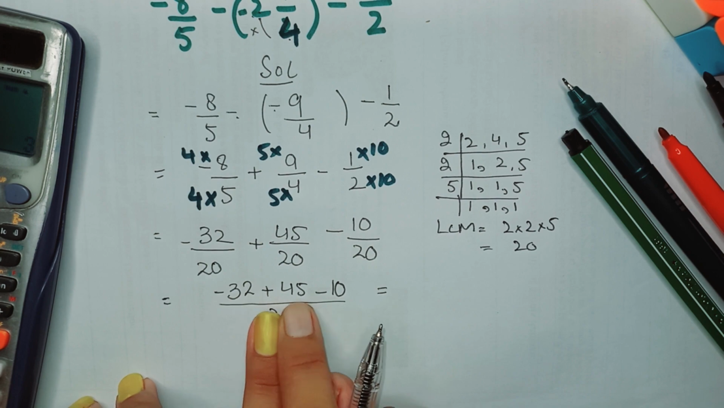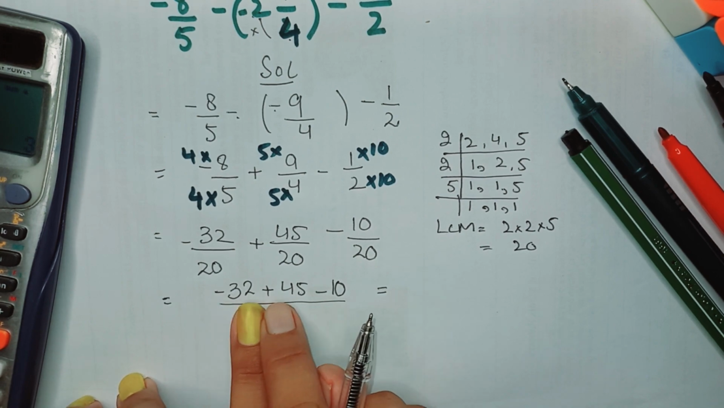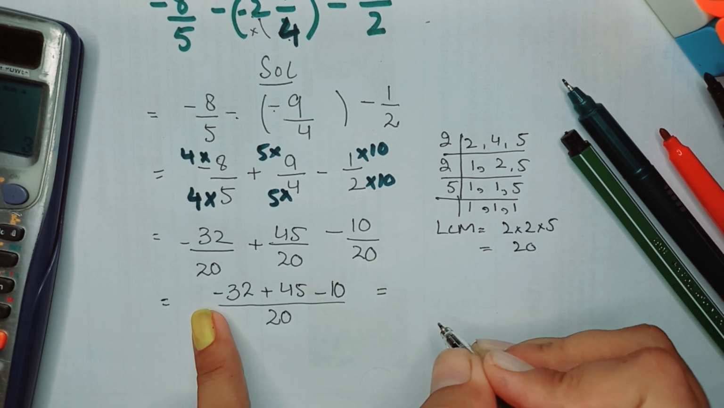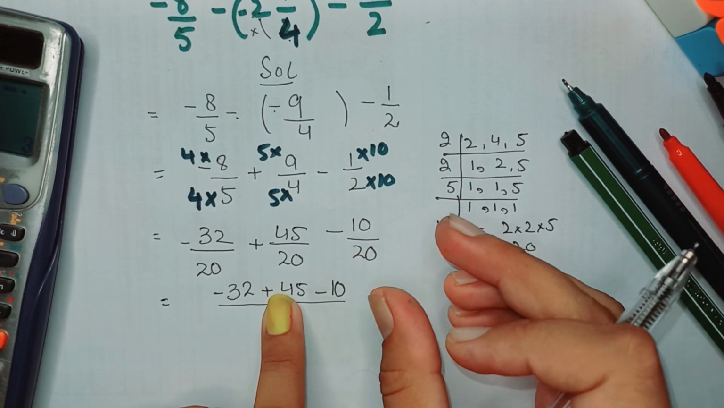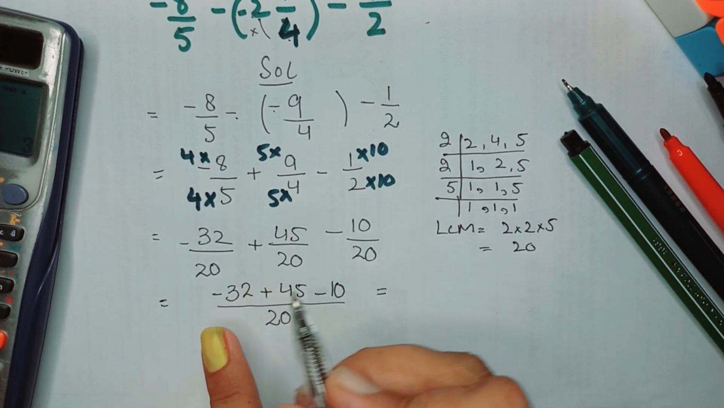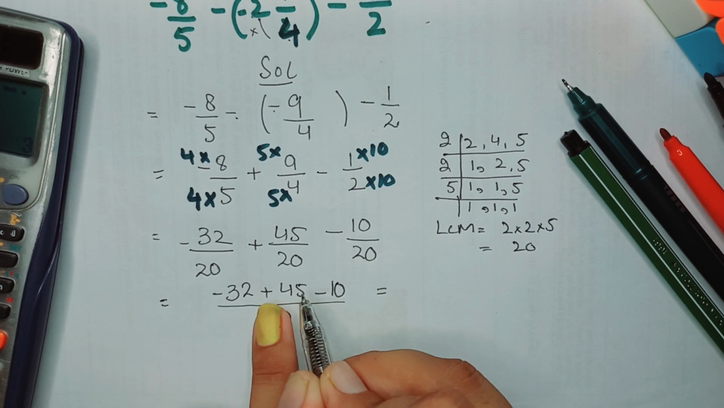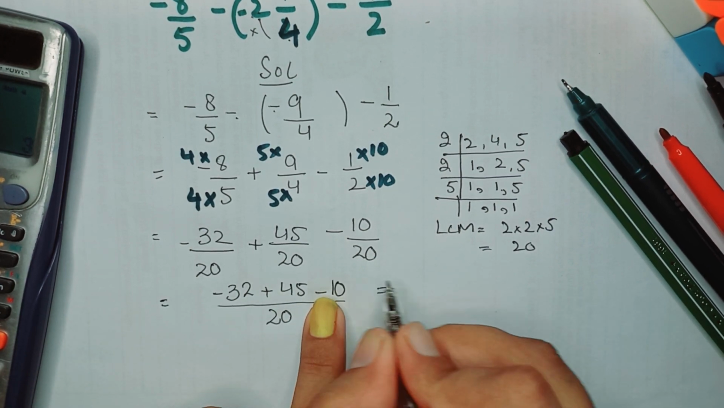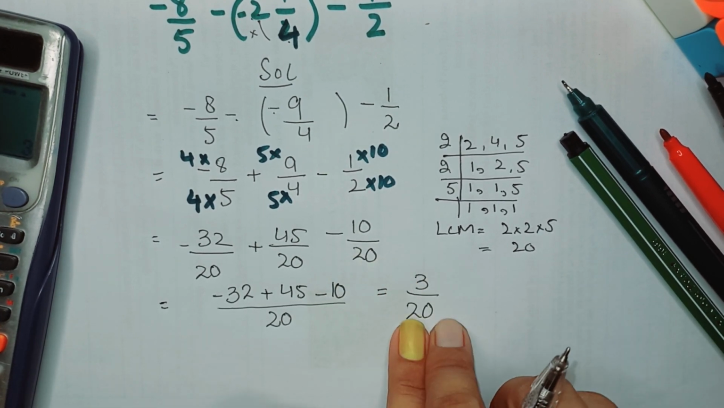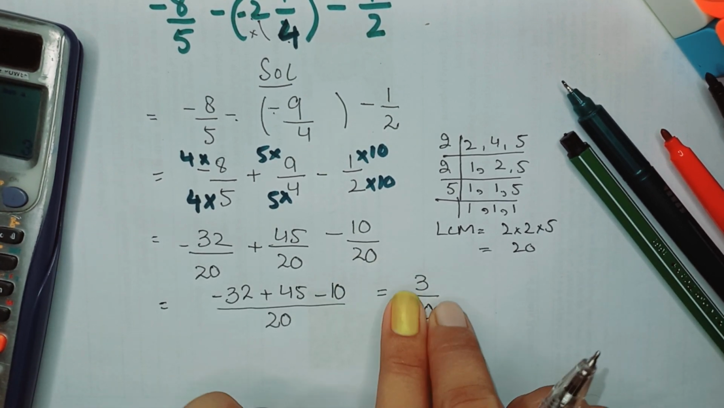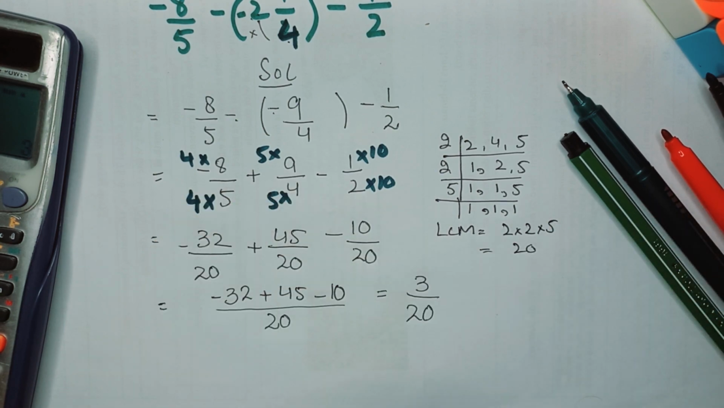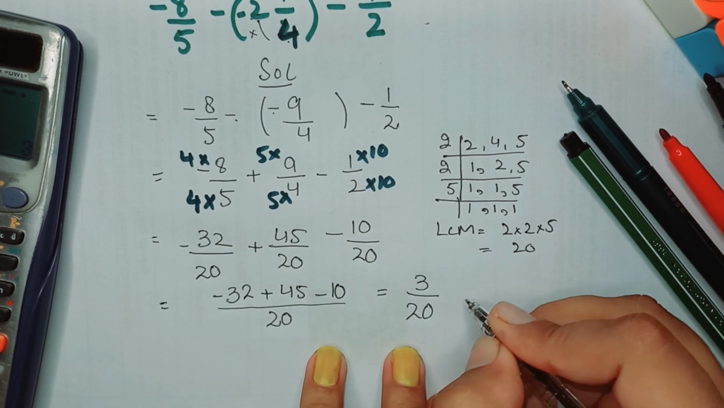Now, dear students, you have to solve the numerator: minus 32 plus 45 and then minus 10. You can calculate it manually. Minus 32 plus 45, you will get the answer, and then you subtract 10 from it. Minus plus minus, you will subtract, and then you will subtract 10 from here, so you will get 3 by 20. Now you can see that you got a fraction that you can't simplify any further. It means that this is your final answer.